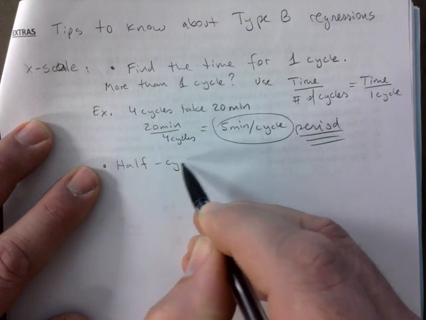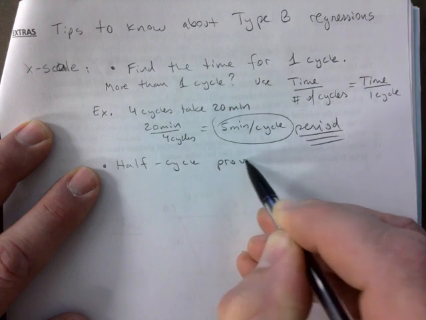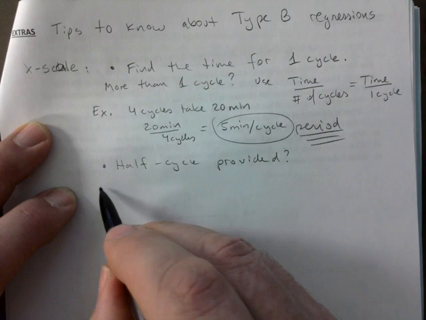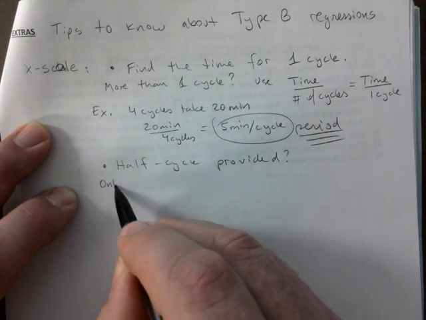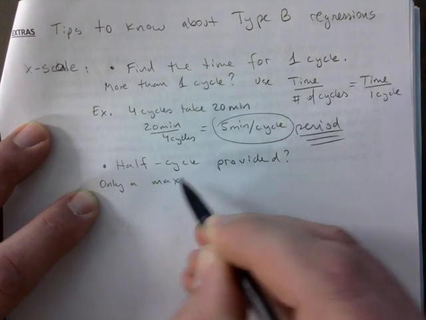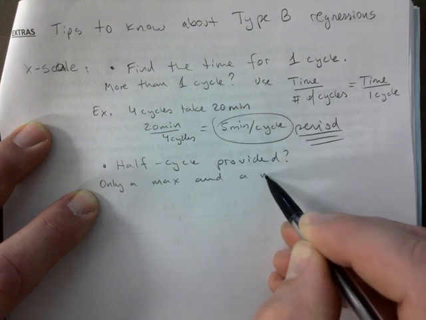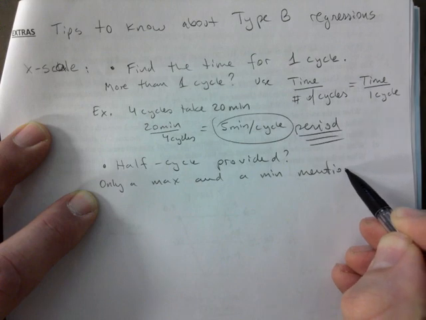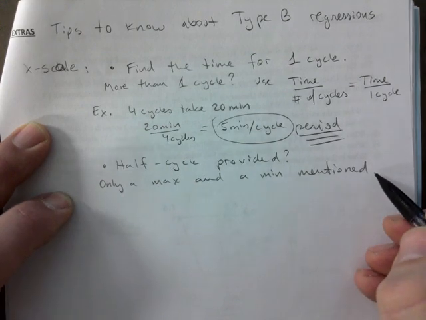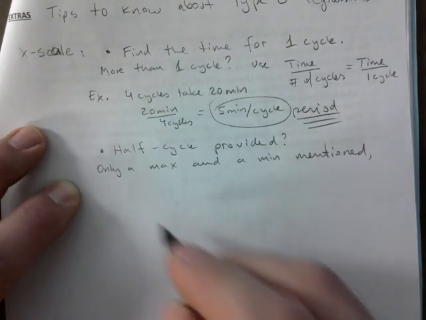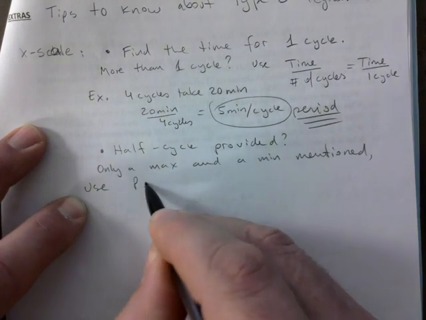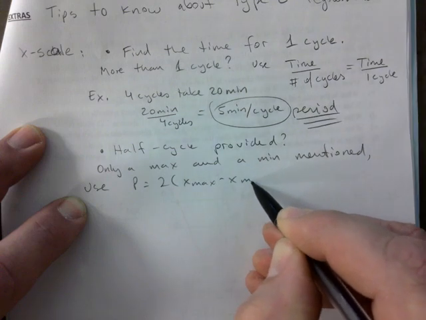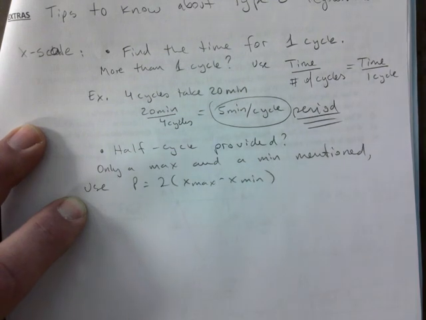Half cycle provided, right? Only a max and a min mentioned. Use period = 2 times (x max minus x min) to figure out the cycle.